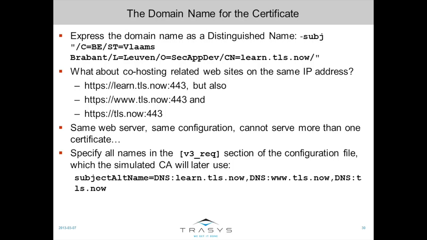So also, you might imagine that it's possible to have different things listening on that machine and somehow figuring out for which host the browser wants the certificate and to give it a special certificate for that host. But it doesn't work like that because the SSL connection is established before the browser says, by the way, I'm talking to you because I want to talk to www, not learn.tls.now. So you need the certificate before you can know what host it's for. There's this paradox in it.